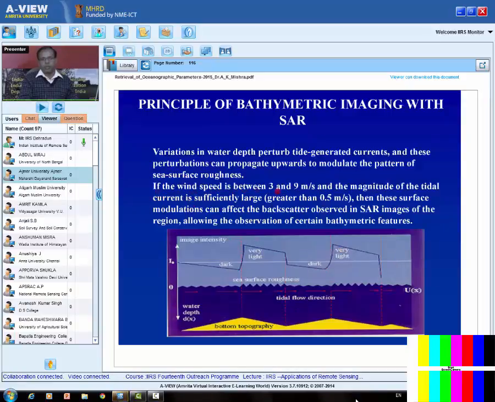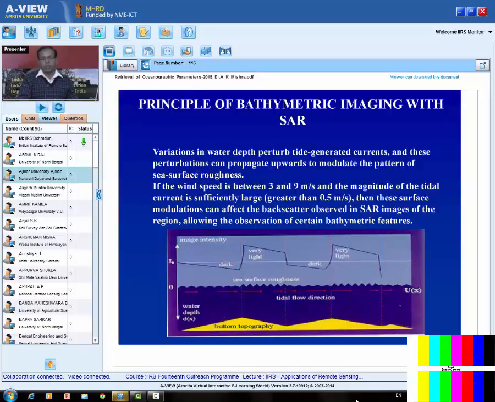That is, if the wind speed is between 3 to 9 meters per second and the magnitude of the tidal current is sufficiently large, that is 0.5 meter per second, then the surface modulation can affect the backscatter observed in the SAR image of the region, allowing the observation of certain bathymetric features.